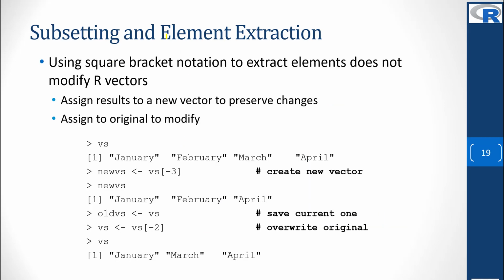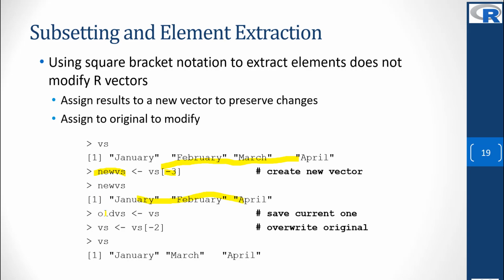There is no -5th. So R gracefully just says, there's nothing to exclude, so I'm going to give you everything again. When we use this notation to extract elements, we're not modifying the vector, but if we want to save the changes, save the new subset, if you will, we can assign it to a new variable to save those changes. So here, for instance, here's our month names array again, and we are extracting the third element. So we're going to leave March out of it, and we're assigning it to this new VS vector. So you see the results here. There's no March in that list.